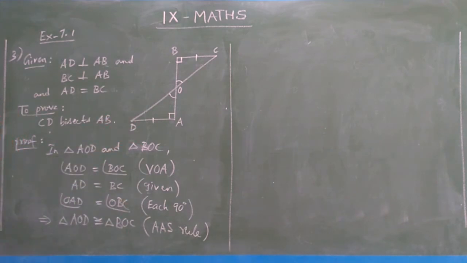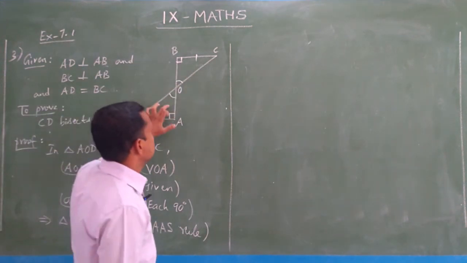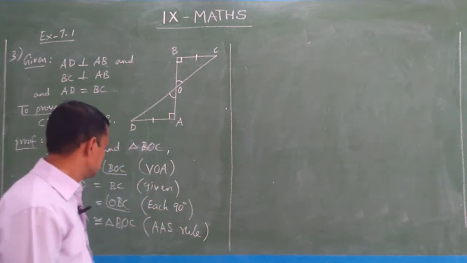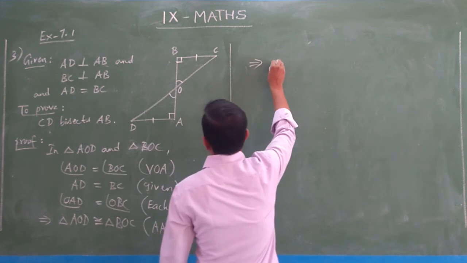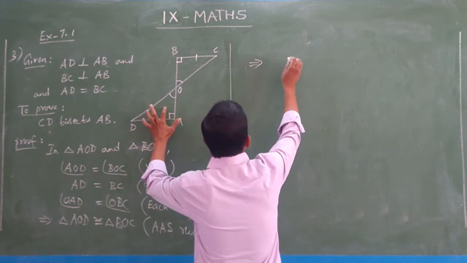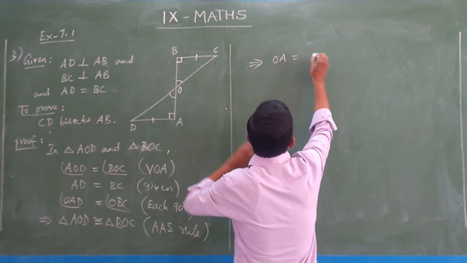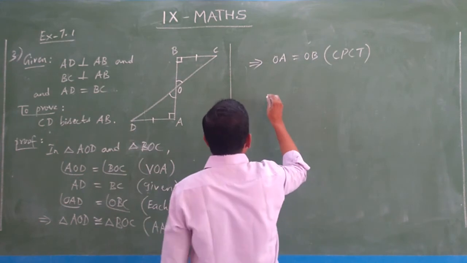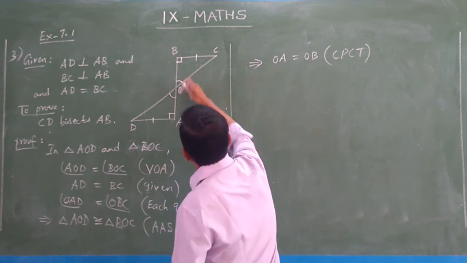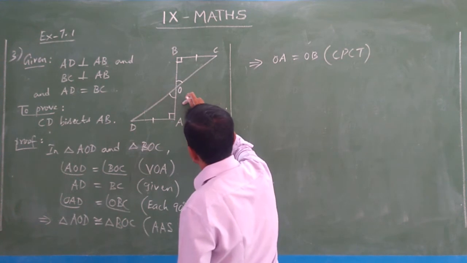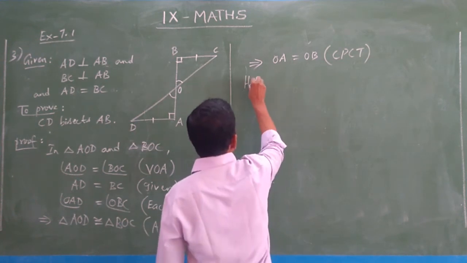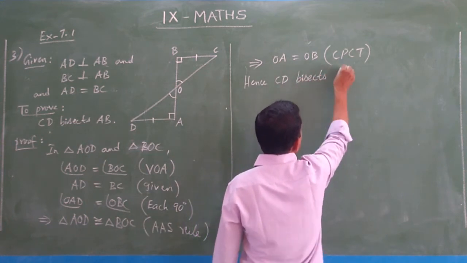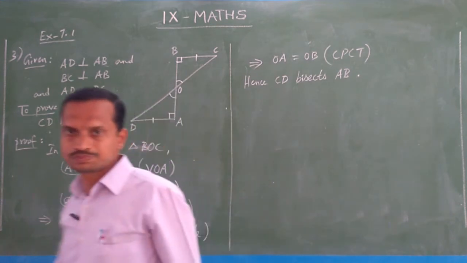And after proving that, we can say these two triangles are congruent, means then OA, OB are the corresponding pair of sides. So we can have this implies OA is equal to OB, because by CPCT we can say. And now these two are equal means then we can say CD bisects AB. Hence CD bisects AB. That's all.